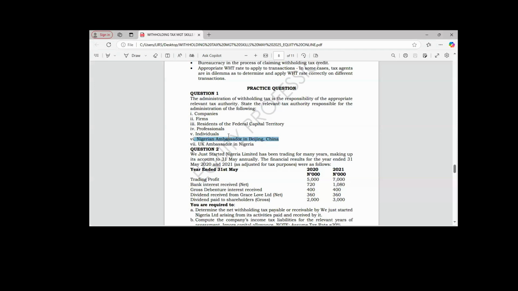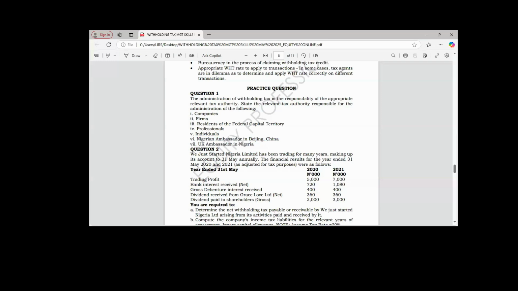So, they call them members of what? Members of the foreign affairs staff. So they are members of the foreign affairs. So it's FIRS. Then UK ambassador in Nigeria. Where is his tax going to be remitted to?